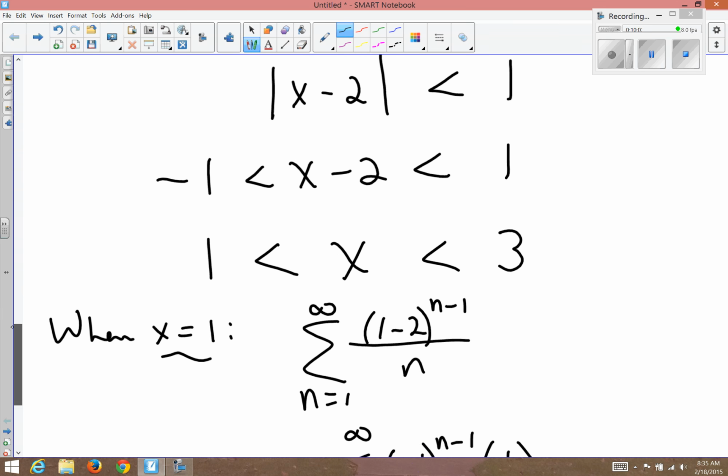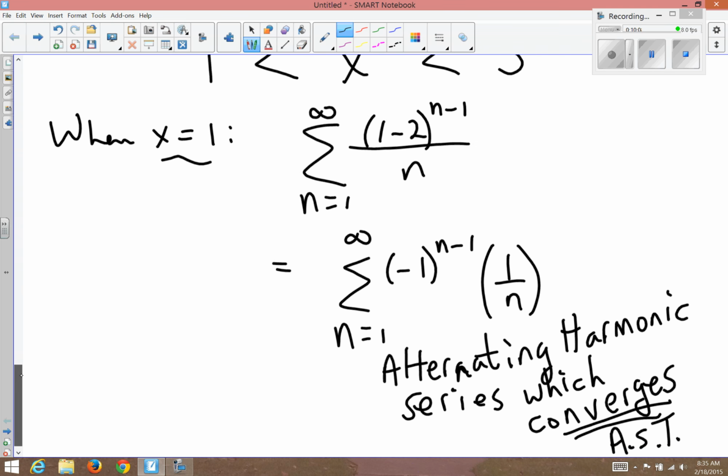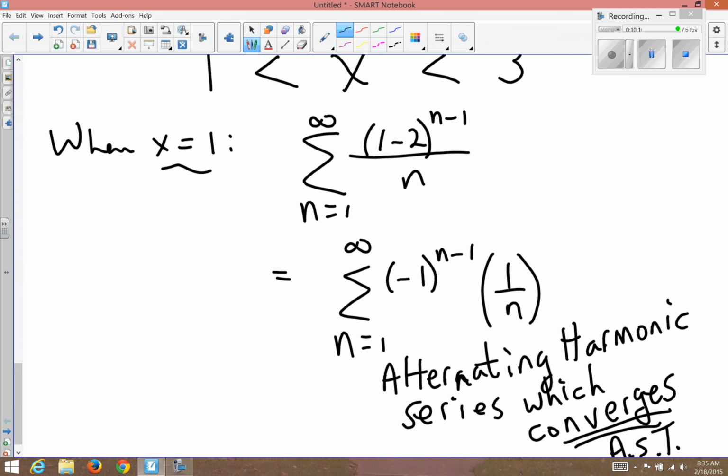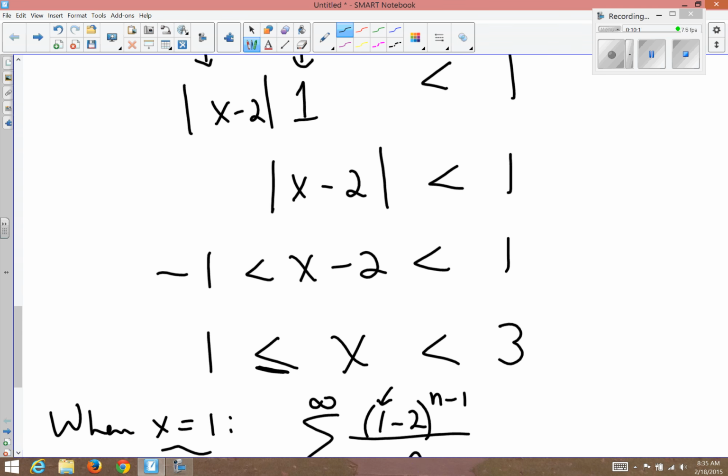So what we do is we go back up here. When we had x's between 1 and 3, we now know that when x is 1, this is a series that converges. So 1, underline this, is part of the interval of convergence. Now we have to check out 3.